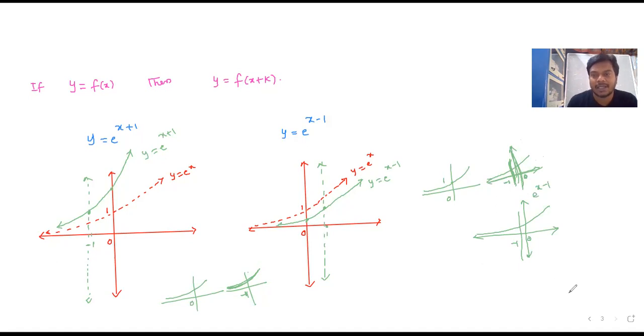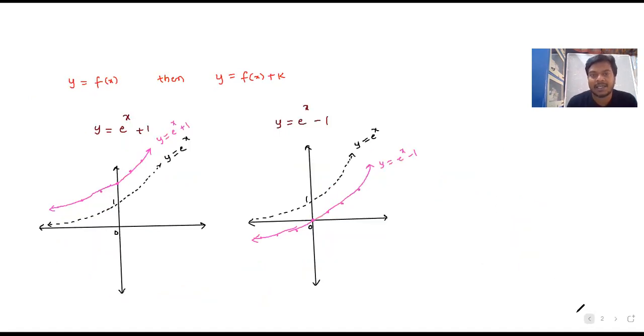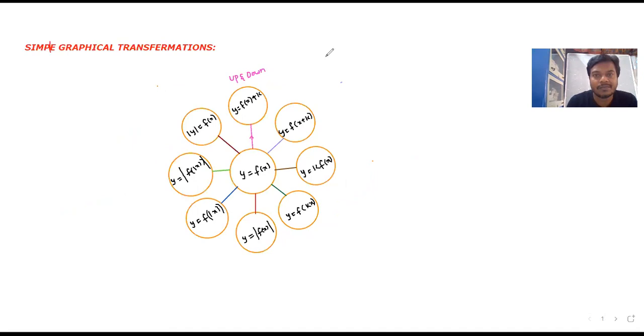Okay. Therefore, here I can say that we have to shift left and right, right? Therefore, here for remembrance, we have to write left and right shifts. Okay. Next, we go for the graph of y equal to k f of x.